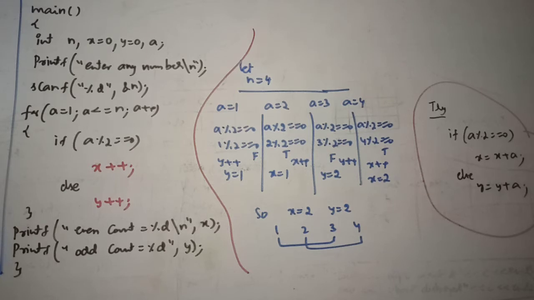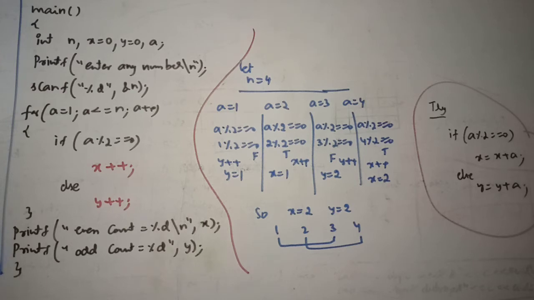When a is 3, false. So y plus plus. When a is 4, true and x plus plus. So from 1 to 4, we have two even numbers and we have two odd numbers. We are counting how many even and how many odd from 1 to n. So based on this program, you can even print even numbers and odd numbers from 1 to n. You can even find the sum of even and the sum of odd from 1 to n.